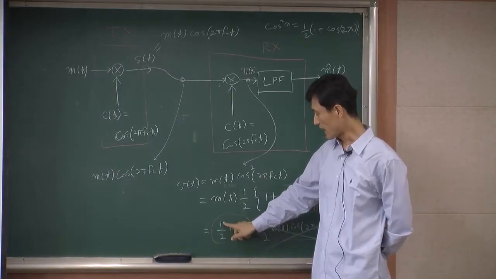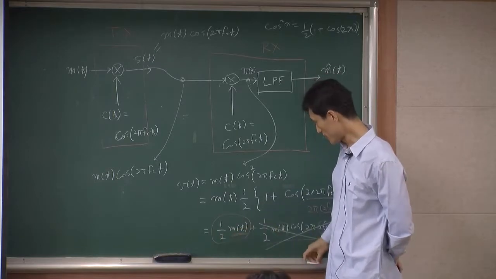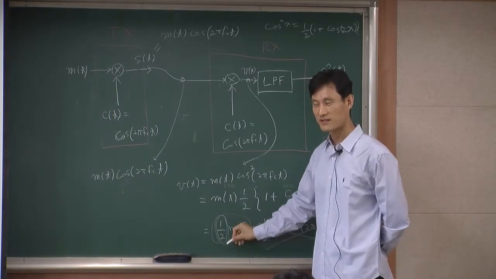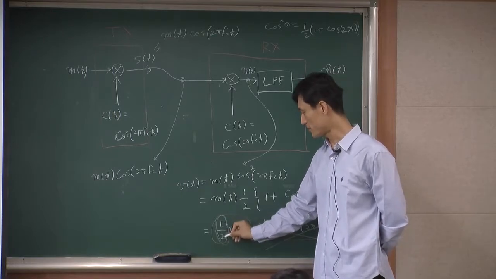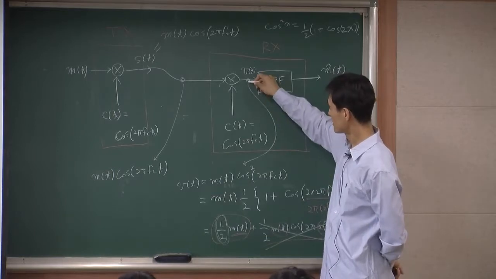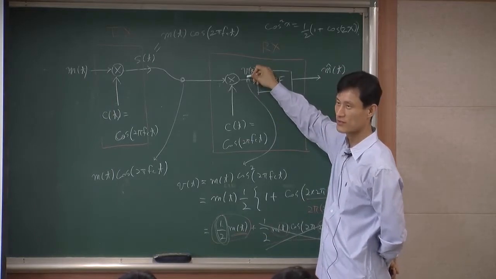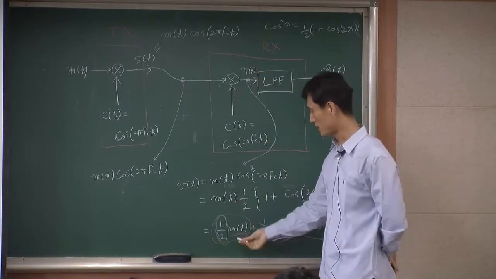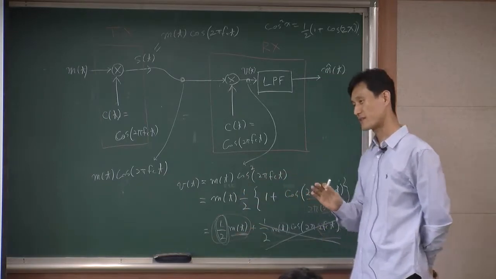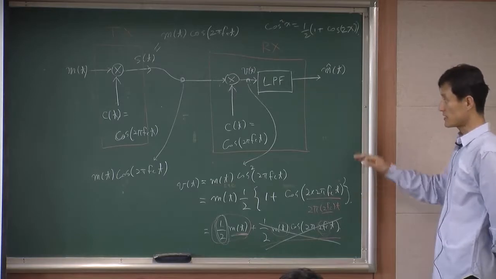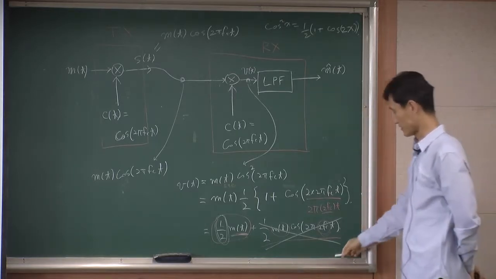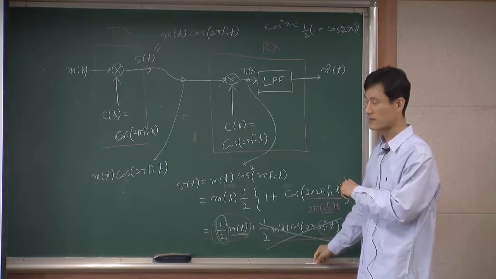Maybe you see that this is a half, a constant value. This is not a problem, right? When you have a half or some constant, that's not a problem. We can always multiply by an amplification. The main thing is that we recover this m(t) perfectly. And that's the coherent receiver, or coherent detector. Simply speaking, that's what happened.